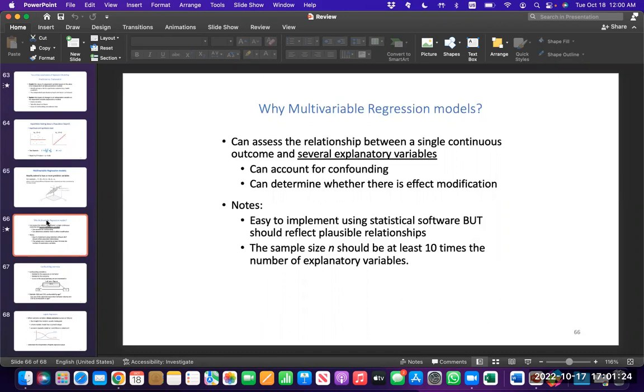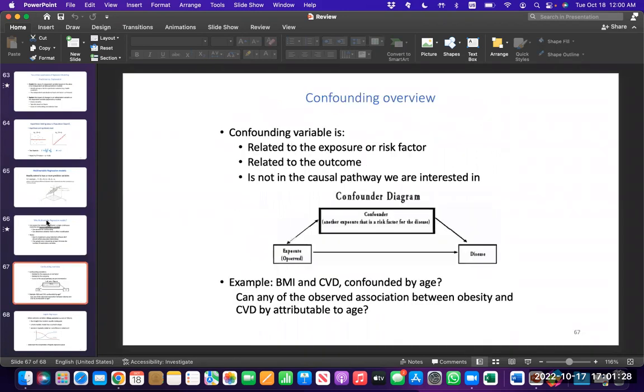The relationship between sample size and explanatory variables should be that the sample size is 10 times the number of variables. Confounding is here related to exposure risk factors related to the outcome, not in the causal pathway, which is important to keep in mind. So you need to distinguish between confounders, mediators, effect modifiers, and statistical colliders, which will be the subject of future lectures for you.